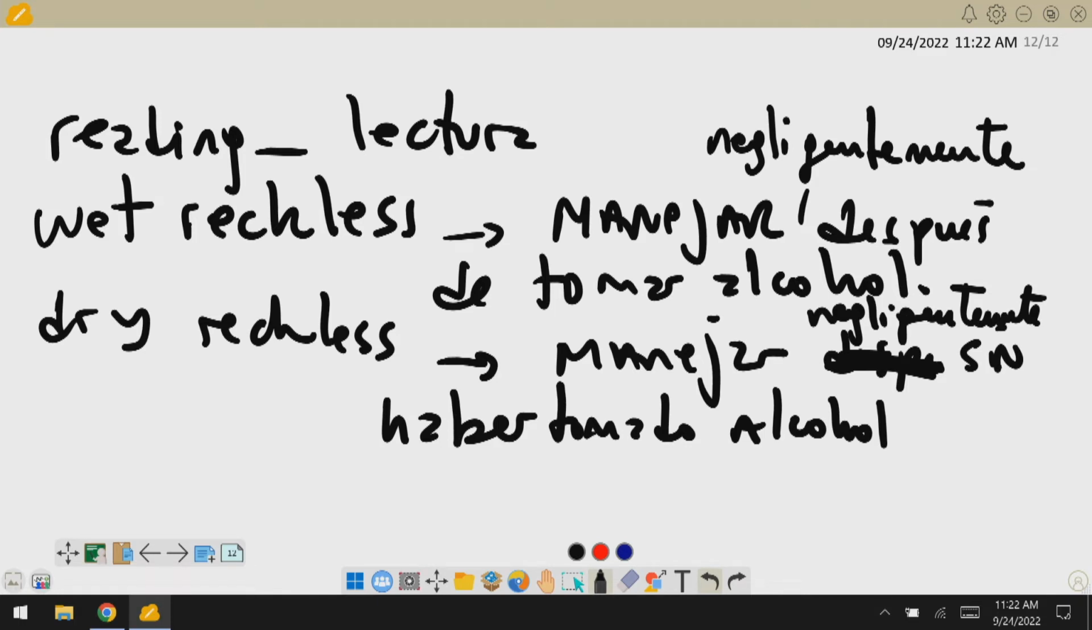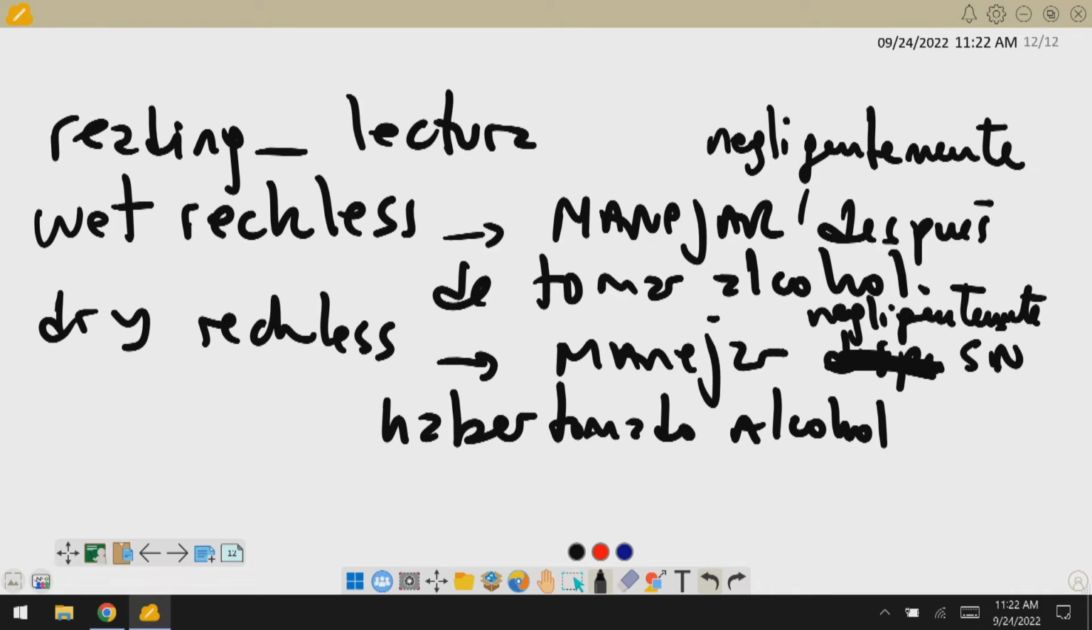So when somebody drives under the influence of alcohol and the blood alcohol level is 0.08, then these two terms may come in. I mean, the first term, which is wet reckless. Because it's clear that that person had alcohol, but not enough to convince the jury that the person should be convicted of the crime of driving under the influence of alcohol.